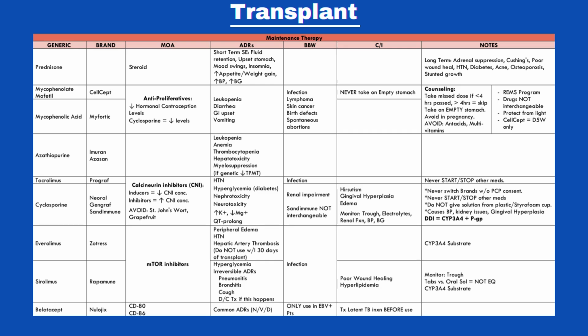And lastly, we have belatacept, which targets CD80 and CD86. Common ADRs include nausea, vomiting, and diarrhea. For treatment, you want to treat latent tuberculosis infections before use. It's very important to make sure the patient does not have any tuberculosis before giving this medication. And that's all we have for transplant medications.